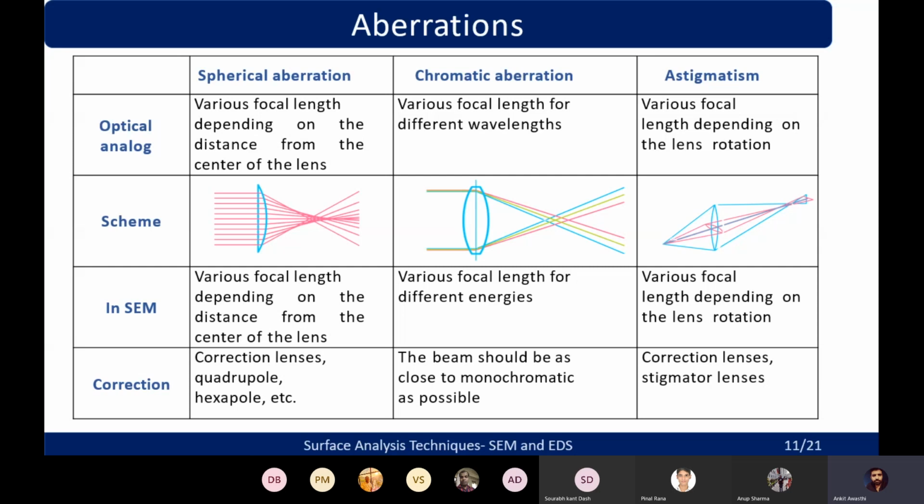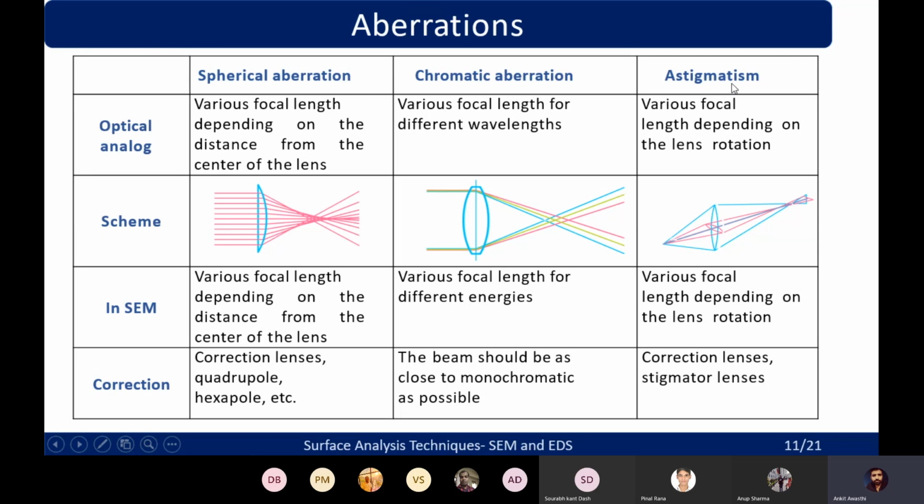Then there is the presence of chromatic aberration. This is mainly because of different wavelengths. If light of different wavelengths comes, then we get multiple focal points. It's not a single point, and it gets distributed over a range. So for that we try to get a monochromatic signal as much as possible. The beam should be close to a monochromatic one.